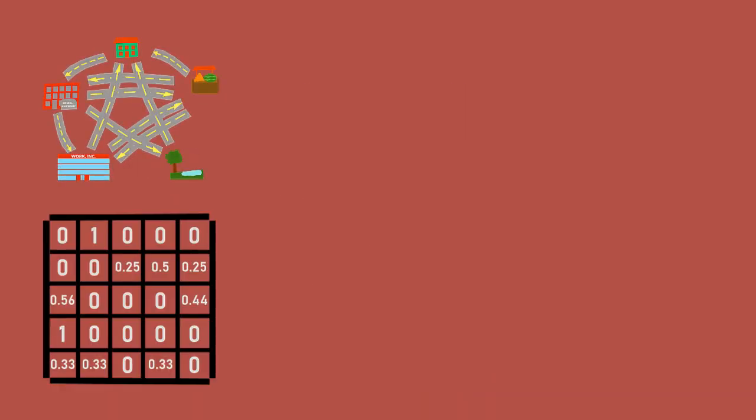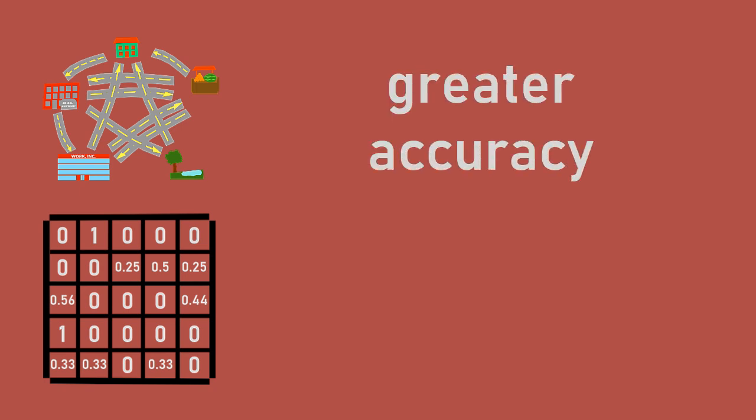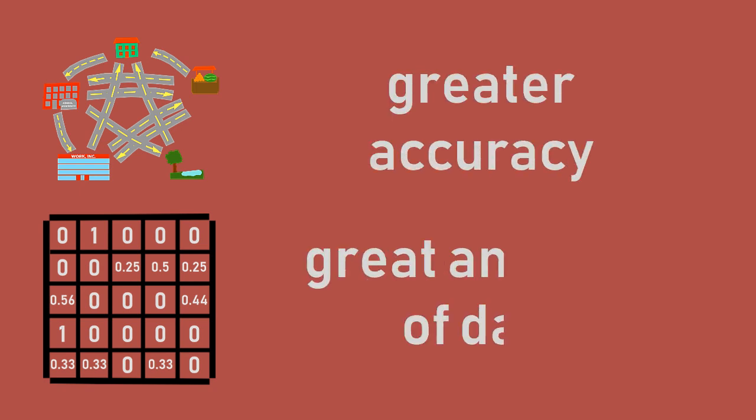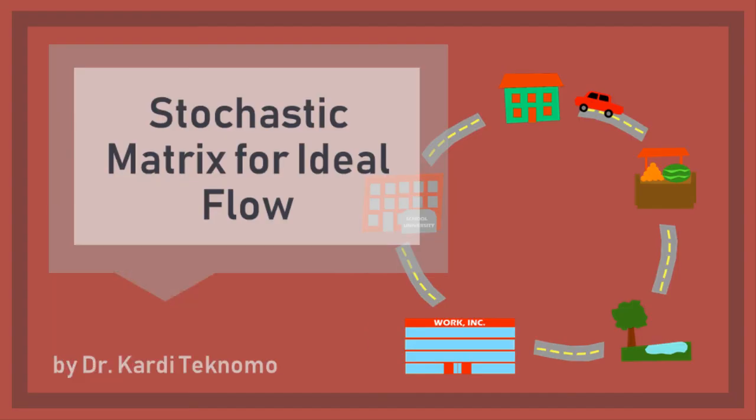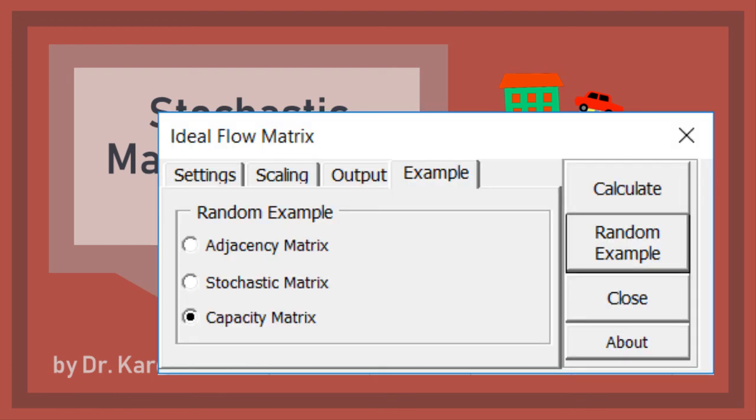So while the use of probabilities to stand in as capacity ratios allows for greater accuracy, this is because you also need great amounts of data to determine these probabilities. It's always possible to come up with rough estimates, of course, for the trade-off of accuracy. And for our convenience, we can always generate a random example from our ideal flow Excel add-in. That's it for today. In the next video, we will discuss our next type of matrix, the capacity matrix.